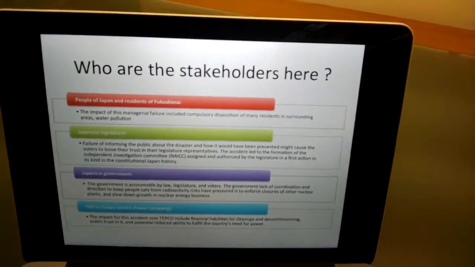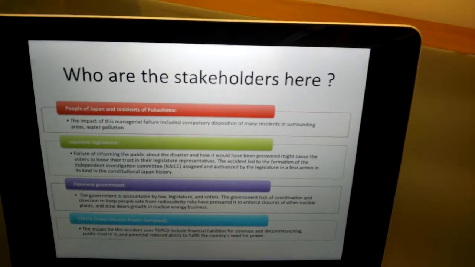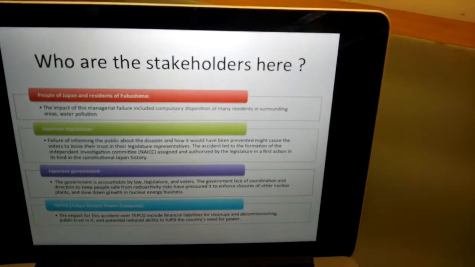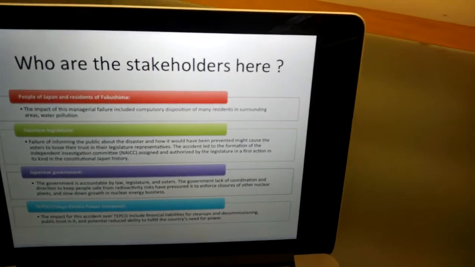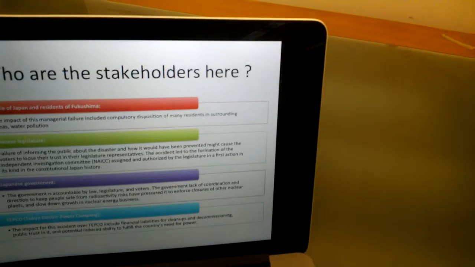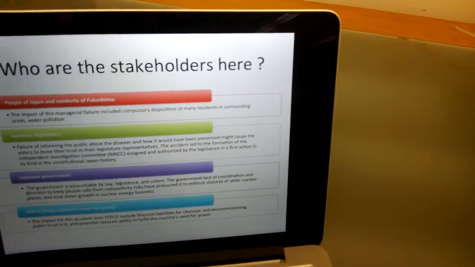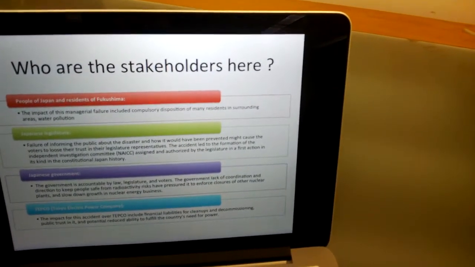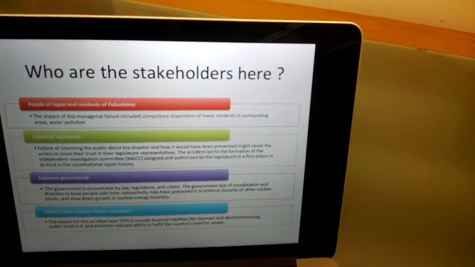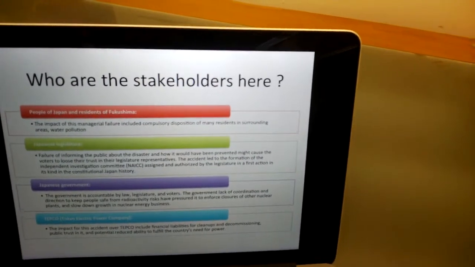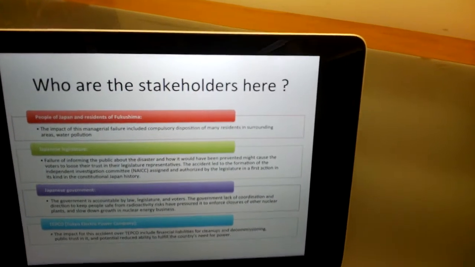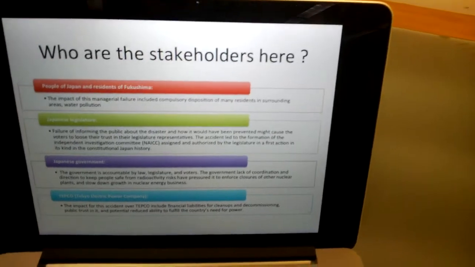The Japanese legislator is also a stakeholder here. They formed an independent investigation committee that was assigned and authorized by the legislator to follow up on the tragedy. This was the first time in the whole constitutional history of Japan that an independent committee was assigned by the legislator to investigate.